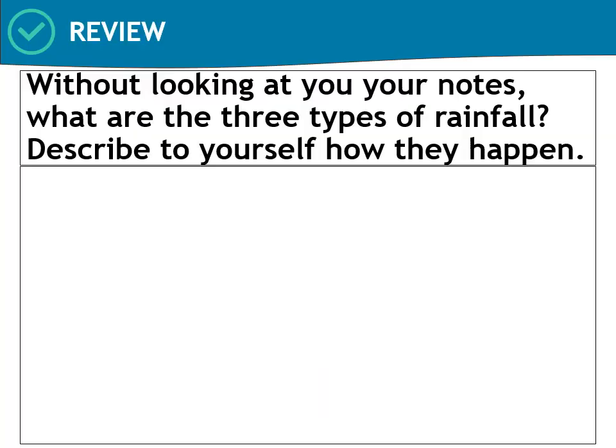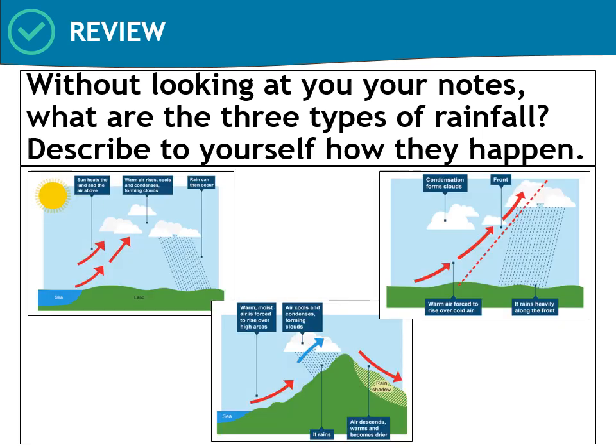Okay guys, last slide. We have got just a little bit of a recap exercise just to refresh your memory of what you've learned this lesson on rainfall. Without looking at your notes, what I want you to do is think about the 3 types of rainfall you've learned about, see if you can name them, and describe to yourself how they happen. I'll include the little diagrams below of each one. Can you match those up? Can you name which one it is and summarize it into a sentence, what happens with those different types of rainfall?